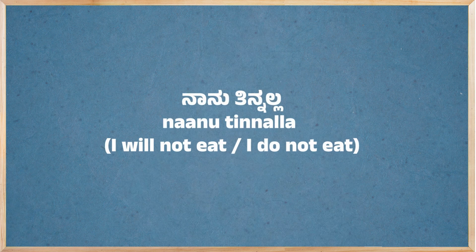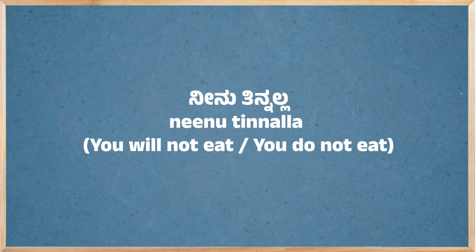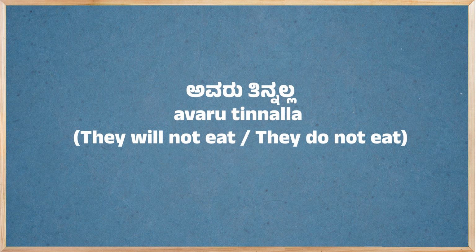No gender or number distinction. One of the nice things about Kannada negation is that it's very consistent. Unlike some languages, there's no distinction for gender or number in the negative construction. Whether you're talking about one person, many people, male or female, the negative form stays the same. Nanu tinnalla. I will not eat or I do not eat. Neenu tinnalla. You will not eat or you do not eat. Avaru tinnalla. They will not eat or they do not eat.